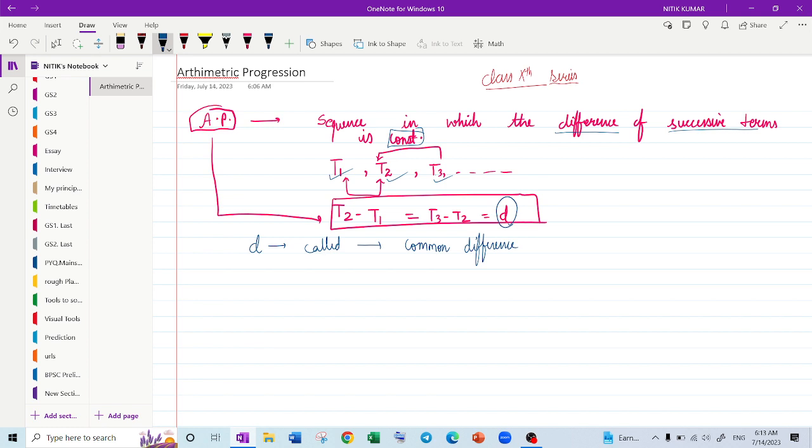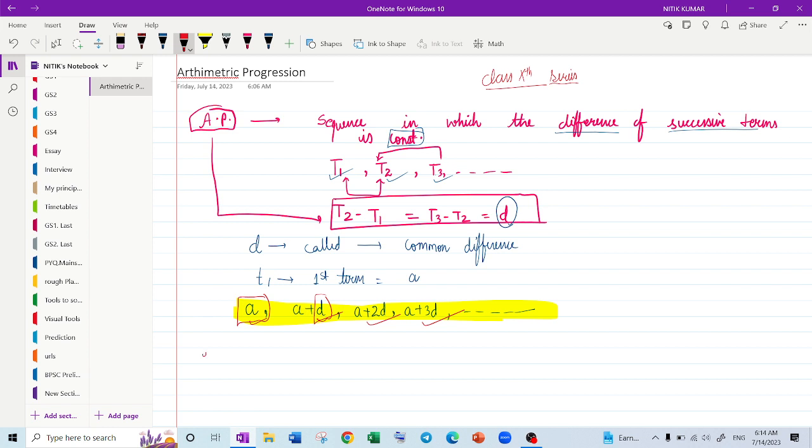So if D is the common difference and T1, the first term, is A, then for the second term you just have to add D to it, that is A plus D. For the third term you put an extra D, that is A plus 2D, and the fourth term is A plus 3D, and so on. So the AP representation is A, A plus D, A plus 2D, A plus 3D and so on, where A is the first term and D is the common difference.